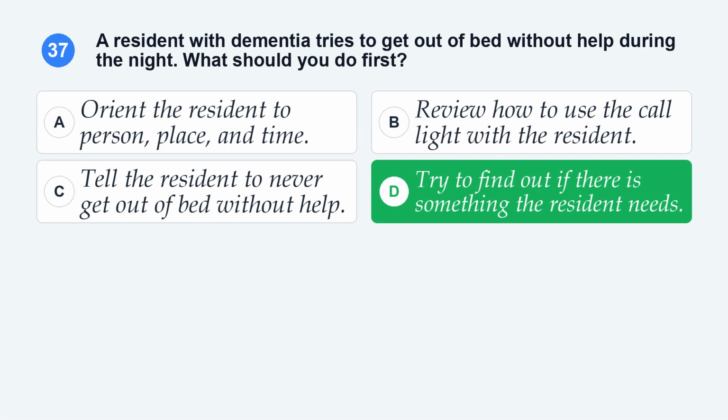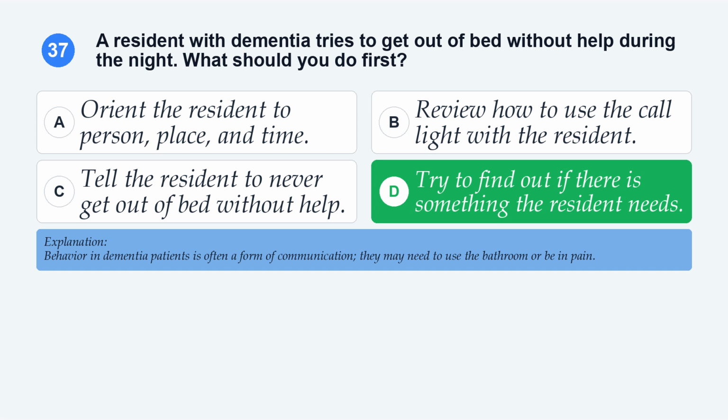The correct answer is option D. Try to find out if there is something the resident needs. Explanation. Behavior in dementia patients is often a form of communication. They may need to use the bathroom or be in pain.